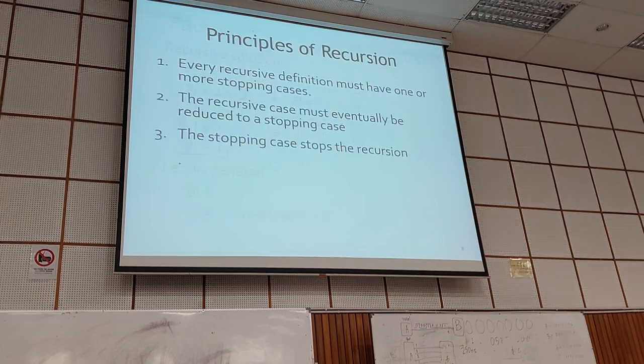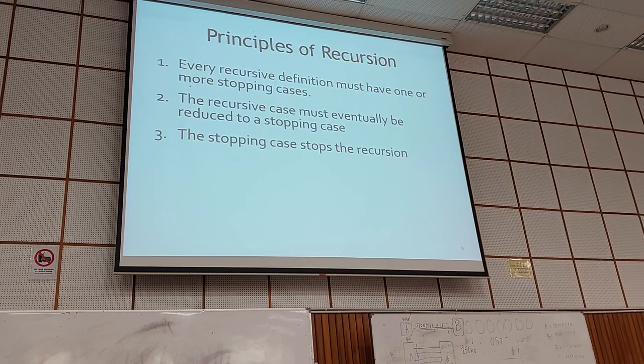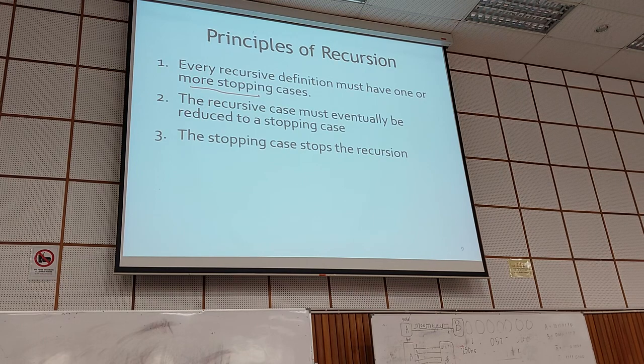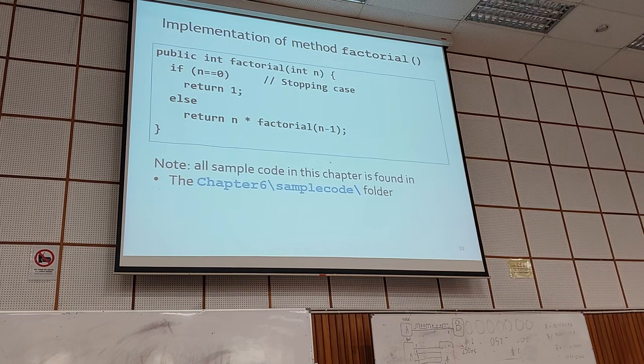Alright, got it? Okay. Now, you may have more than one stopping case. So the stopping case stops the recursion. Okay. Now, the recursive case must eventually reduce to a stopping case. Okay. It must stop somewhere. Alright. And the stopping case must stop. Okay, these are the rules and principles that you have to follow. If it doesn't stop, it's an infinite loop. Okay?